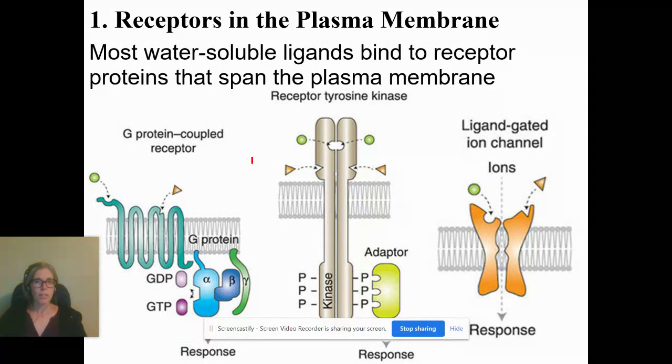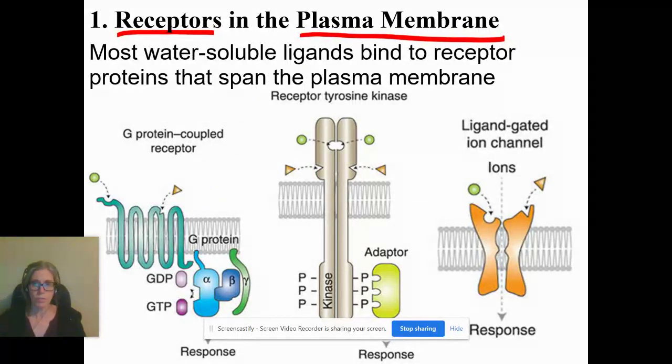Welcome to AP Biology. We're in the cell signaling unit, and I want to talk about receptors today. So that's the first step in the signal transduction pathway. The first thing is that a ligand has to attach to a receptor, and some of them are actually embedded in the cell membrane, most of them actually.